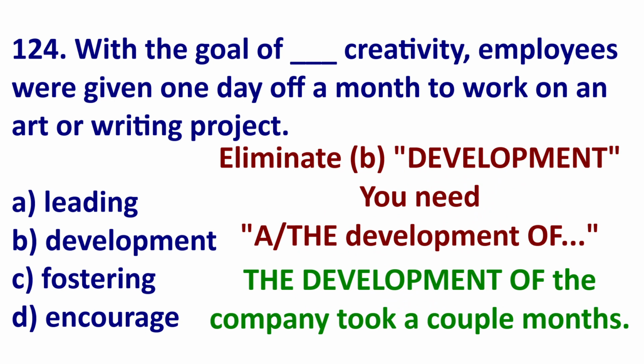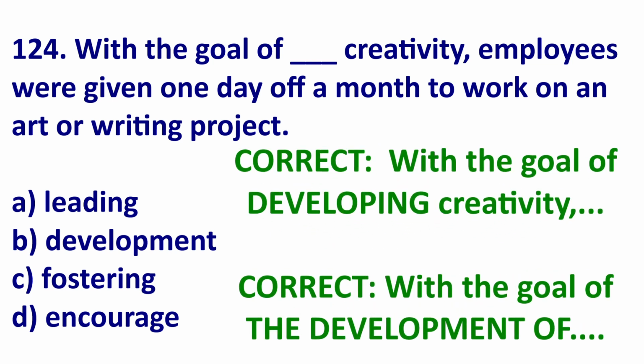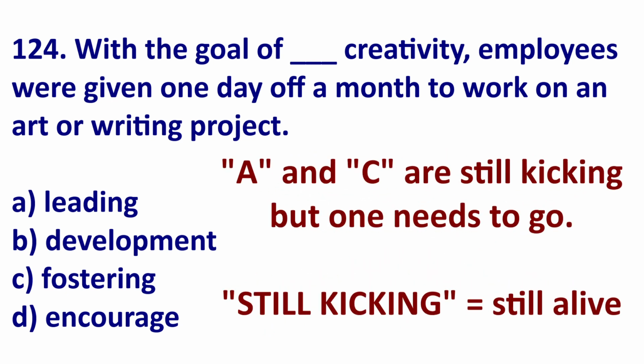Next, eliminate B, development. You need the development of something. The development of the company took a couple months. Notice there is no direct object after development. If I use the gerund developing, then I can have a direct object. For example, developing the company took a couple months. So if I use development in this situation, I need development of. Okay, so now we have A and C, leading and fostering.